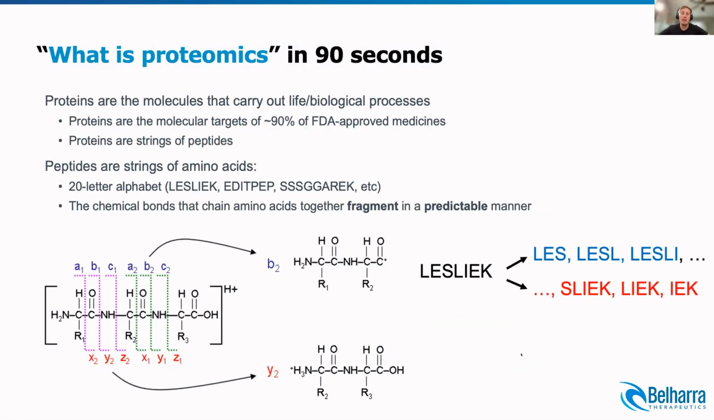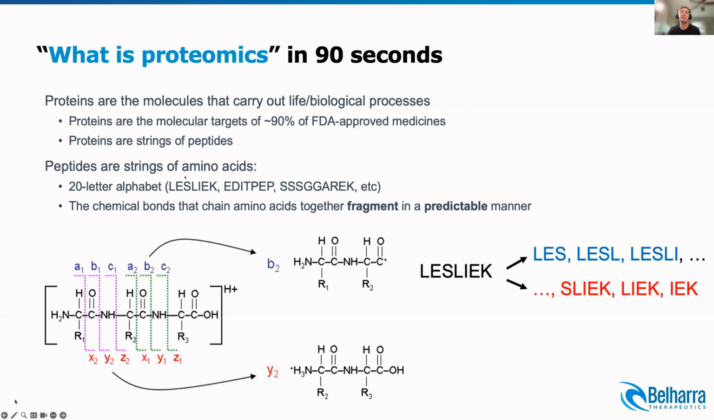So I say mass spec-based proteomics, but what does that really mean? If you're not familiar with them, proteins are the molecules that carry out life in biological processes. As such, they're the molecular targets of 90% of FDA-approved medicines. You can think of proteins as strings of peptides and peptides as strings of amino acids. And amino acids are a set of 20 commonly found chemical molecules that make up all peptides and proteins. And they have this alphabet here.